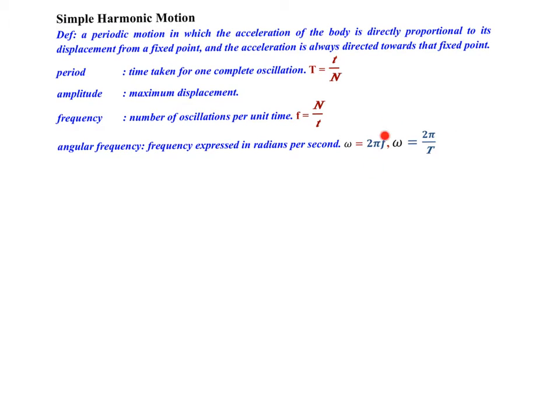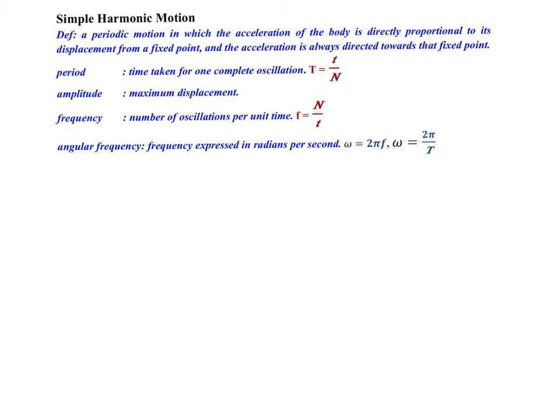So if you have your frequency f and you multiply by 2 pi, that means every oscillation that you have in 1 second, you multiply by 2 pi, and you get the equivalent number of radians that you complete per second, which is why it's defined as frequency expressed in radians per second. So you can use omega equals 2 pi f, or because we recognize that f equals 1 over period, we can also get the formula omega equals 2 pi over period.